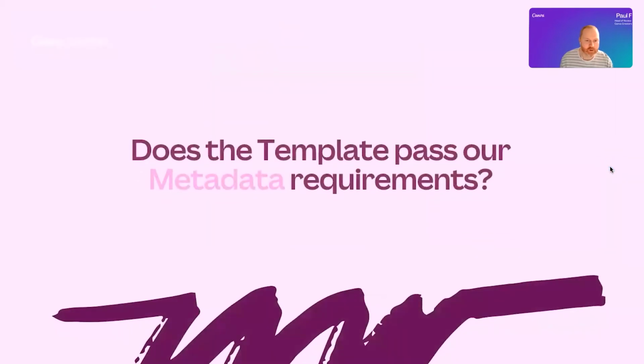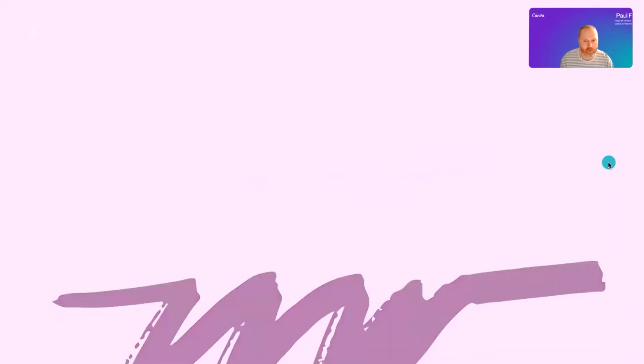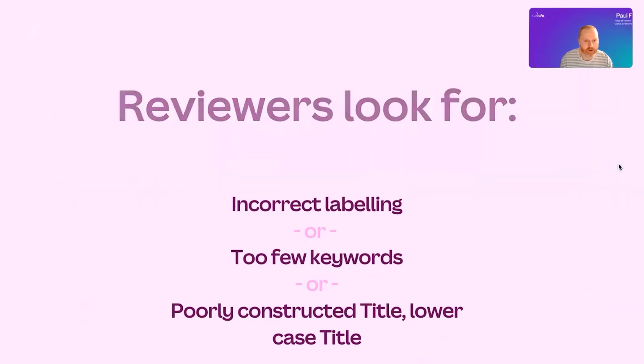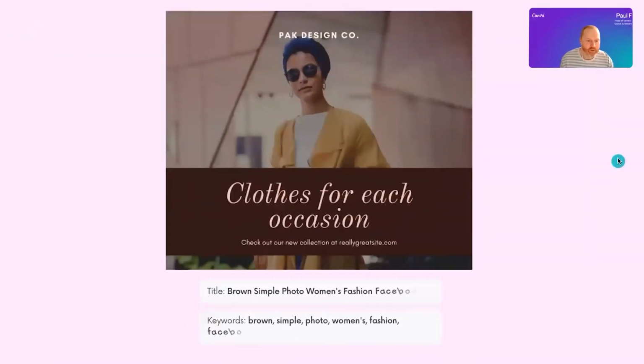Okay, the next one we'll go through is related to metadata. This should be fresh in your minds because Karin just did her wonderful webinar. For metadata requirements, just quickly again, we're looking for things like incorrect labeling, too few keywords, or poorly constructed titles, lowercase title, etc. Let's have a quick look here. We've got a title and some keywords and a lovely design. So does this contain incorrect labeling, too few keywords, or any poorly constructed titles? Let us know if this passes or fails.